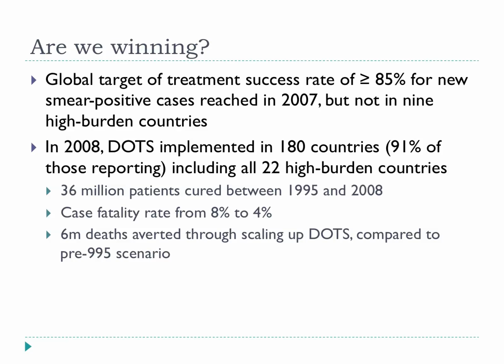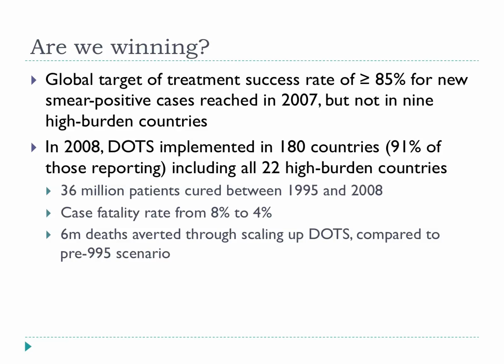So as with malaria, we finish by saying, well, where are we at? Are we actually going to win? Or is this bacterium going to still get the better of us? So the global target of treatment success rate of over 85%, one of the targets they set for new smear-positive cases, was reached in 2007, generally across the world, but it wasn't equal. There were 9 high-burden countries where they hadn't quite got that right. In 2008, DOTS was implemented in 180 countries, 91% of those where it could be, including nearly all 24 countries that have the highest burden.